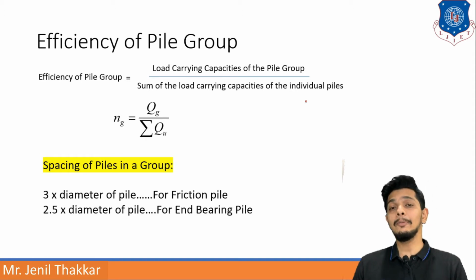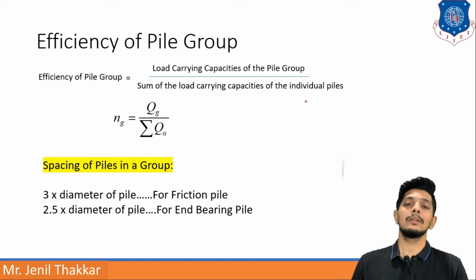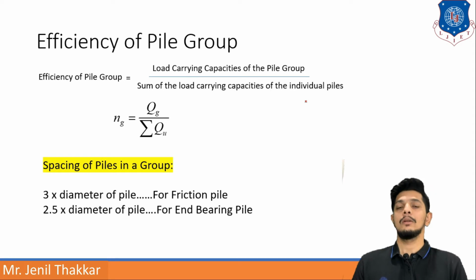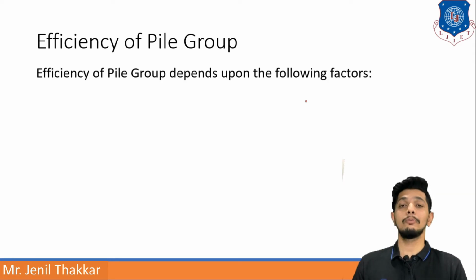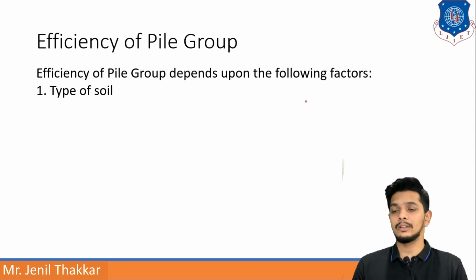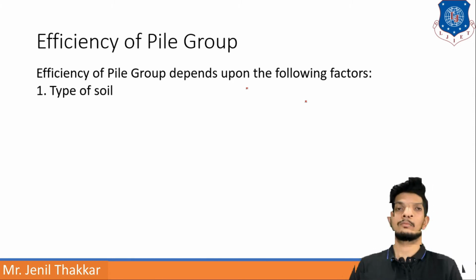And for end bearing piles, 2.5 times the diameter of the pile is the distance kept for end bearing piles. Moving forward to the efficiency of pile group dependencies. So we can say these are the factors affecting the efficiency of a pile group. First factor is type of soil.